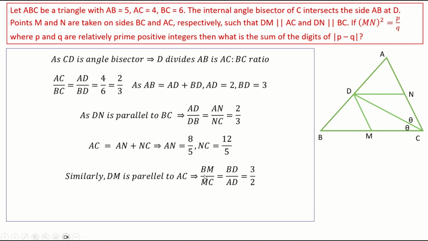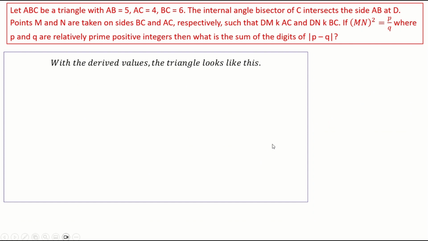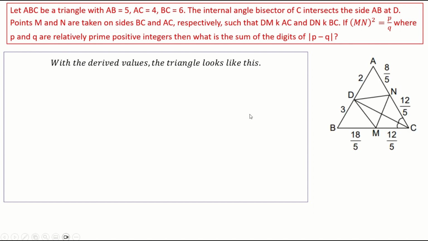Similarly, DM is parallel to AC, which means BM by MC equals BD by AD, the same ratio, basically 3 by 2. So BC equals BM plus MC, which means we will get BM equal to 18 by 5 and MC equal to 12 by 5. Okay, so far we derived all the given lengths. If we put all the derived values, the triangle looks like this.